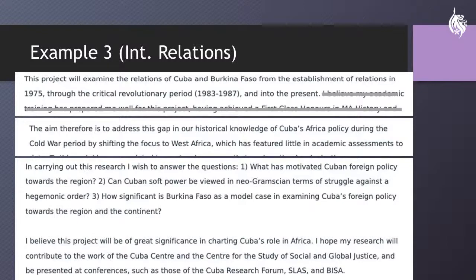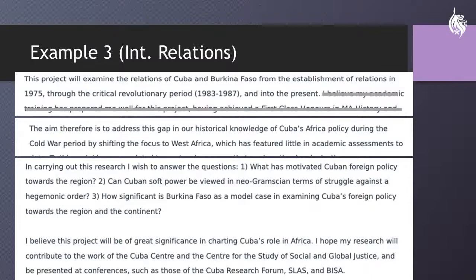So the project here, I've crossed some bits out because they're not terribly helpful, but the essence of this is the project will examine the relations of Cuba and Burkina Faso from the establishment of relations in 1975 through the critical revolutionary period of 1983 to 87 and into the present. So we know now where the area is that they want to look at and what the time period is.